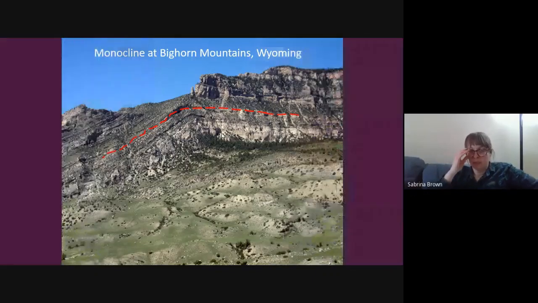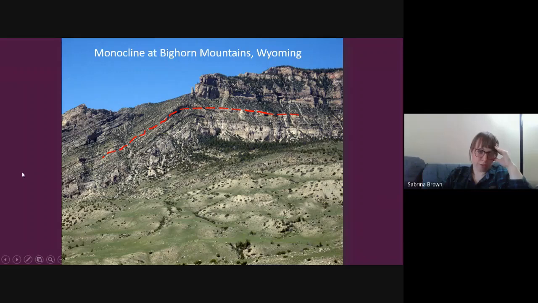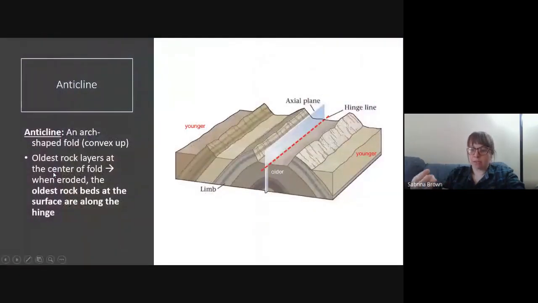Here's an example of a rock outcrop in Wyoming with a monocline where you can see relatively flat layers. You're going to get this slope, and this isn't the best picture ever, but we have our hinge here, and then as we get down here, it's going to level back off, like down into the step-like pattern. All right, so now we have monoclines, a type of fold. Now let's talk about our anticlines and synclines.